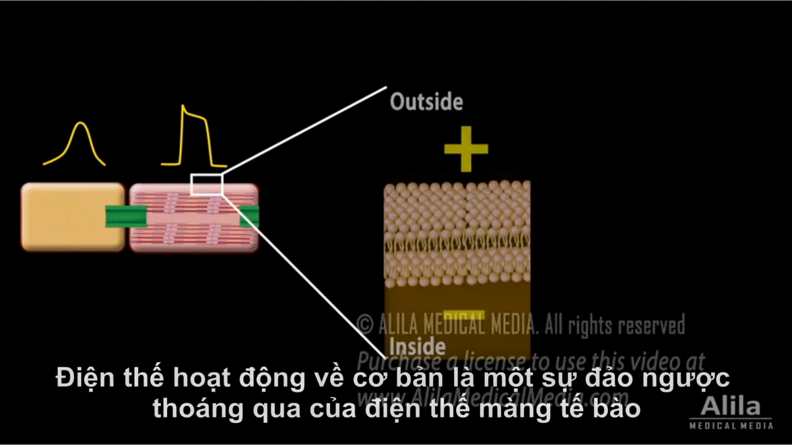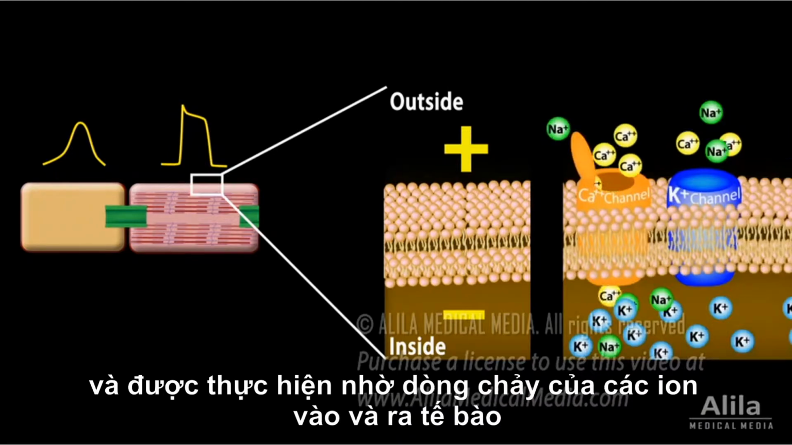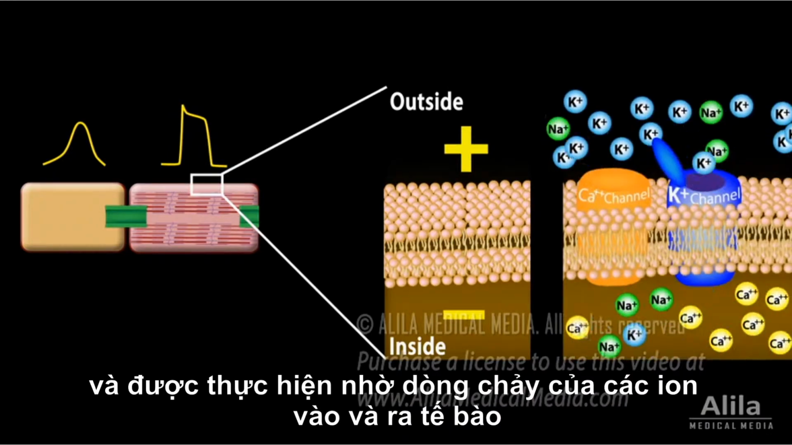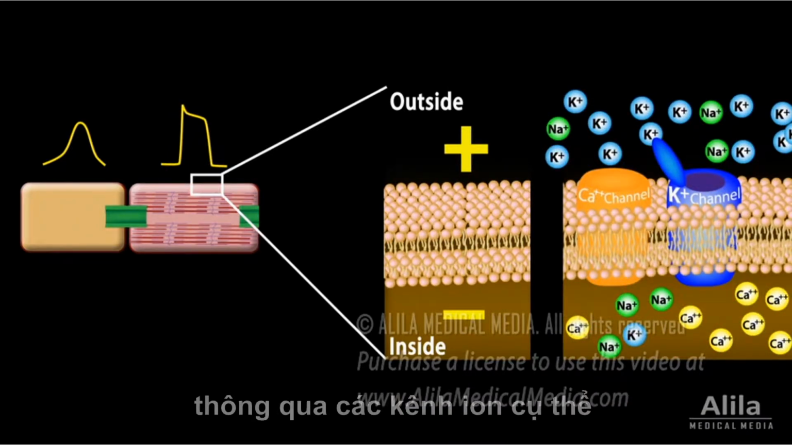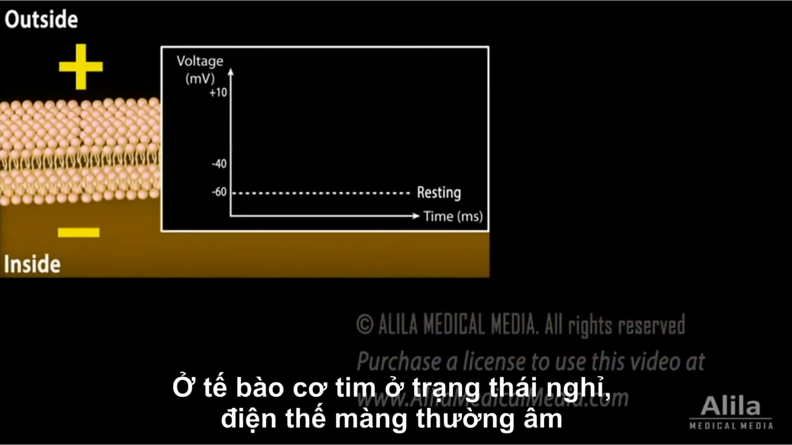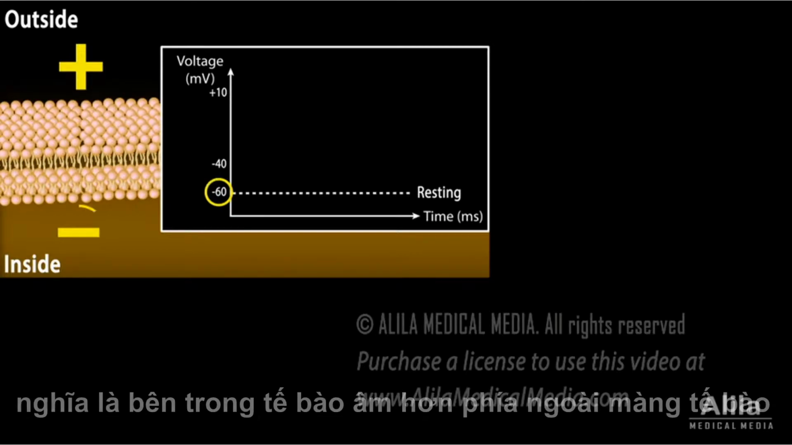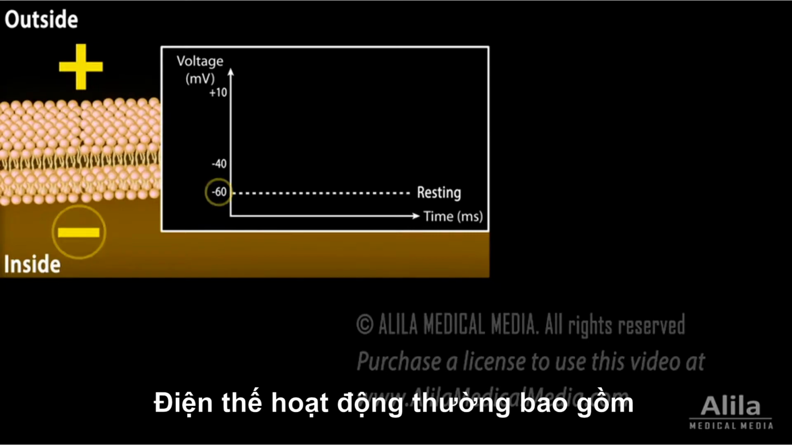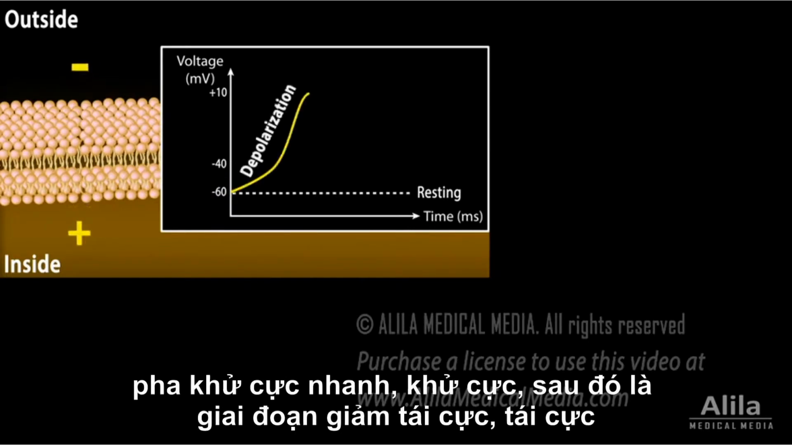An action potential is essentially a brief reversal of electric polarity of the cell membrane and is made possible by the flow of ions in and out of the cell through specific ion channels. In a resting cell, the membrane voltage is usually negative, meaning the cell is more negative on the inside. An action potential is typically composed of a rising phase, depolarization, followed by a falling phase, repolarization.